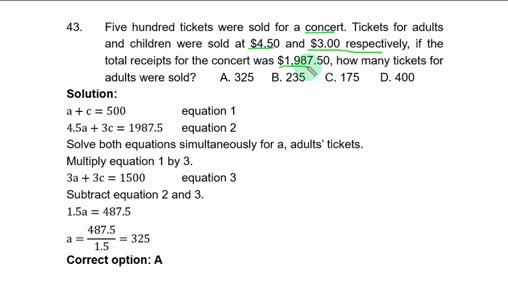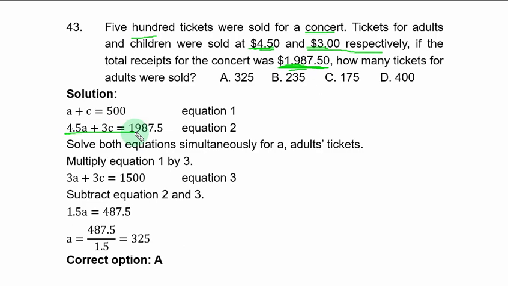This question will lead to a system of simultaneous linear equations. The total tickets sold for adults and children, this is the sum. 500 tickets were sold, so you have A plus C equal to 500. That is equation 1. Now, 4.5 for adults and 3 for children. So you multiply adult by 4.5, multiply children by 3. Total cost is 4.5A plus 3C equal to 1987.5. So you solve both equations simultaneously.